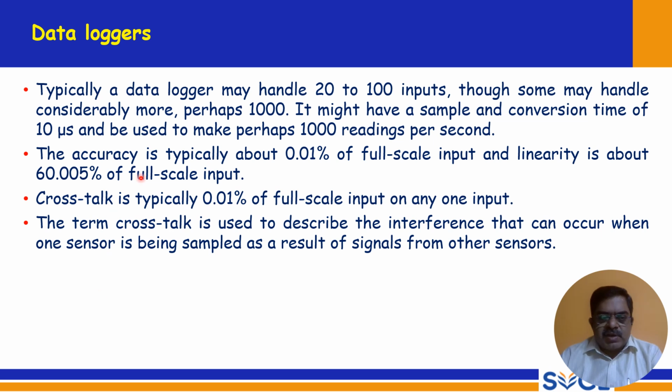Typically a data logger may handle 20 to 100 inputs, though some may handle considerably more, perhaps 1000 also. It might have a sample and conversion time of 10 microseconds and be used to make perhaps 1000 readings per second. The accuracy is typically 0.01 percent of full scale input, and linearity is about 0.005 percent of full scale input. The crosstalk is typically 0.01 percent of full scale input on any one input. The term crosstalk is used to describe the interference that can occur when one sensor is being sampled as a result of signals from other sensors. So this is crosstalk.